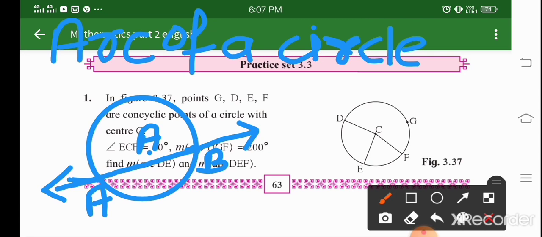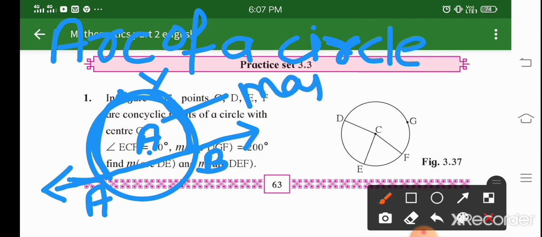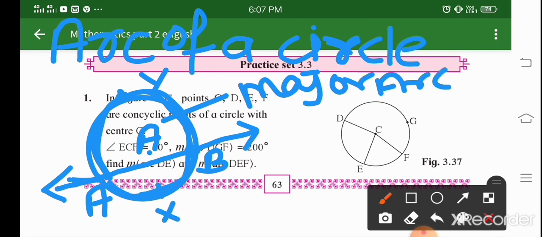Can you see this whole part, and there is a point Y. So this part is known as the major arc. And this part, let's suppose this is X, is known as the minor arc. This is your minor arc.